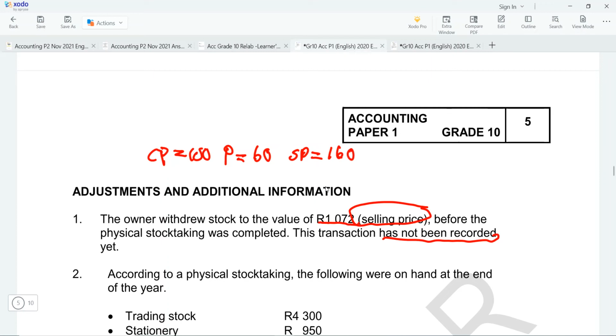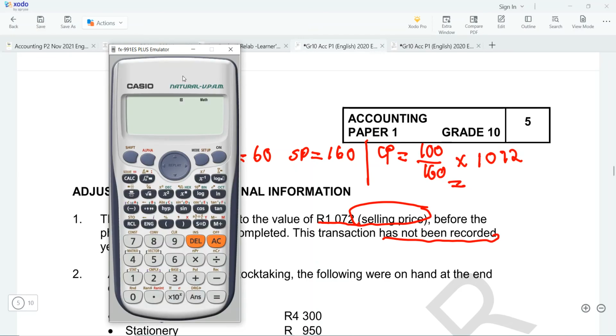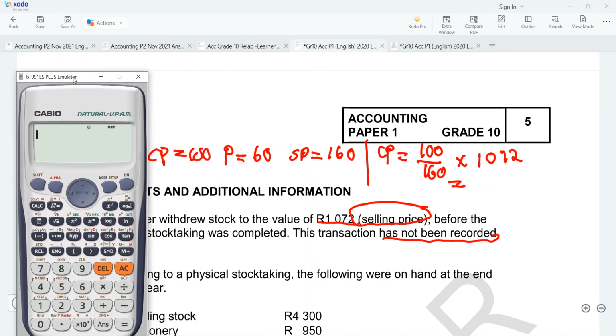So meaning that if I want to get my cost price, remember I want to be able to calculate my cost price, and it will be smaller than this. So I'm going to say 100 over 160 of the selling price times the selling price amount of 1,072. Then I'll be able to get my cost price. Okay, so now let's do that calculation here.